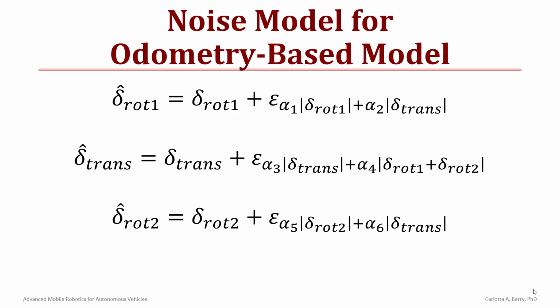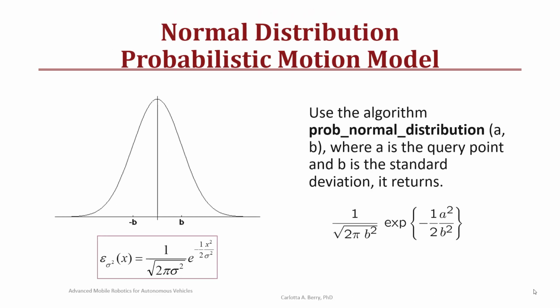We're going to model the probability of having that noise based upon a normal distribution probabilistic motion model, which is given by the equation 1 over the square root of 2 pi b squared, e to the negative 1/2 a squared over b squared, where a is the query point, which we will assume is zero mean, and b is the standard deviation, or b squared is the variance. So we will pass in the probabilities for each of these terms, the two rotations and the translation, in order to get the probability.